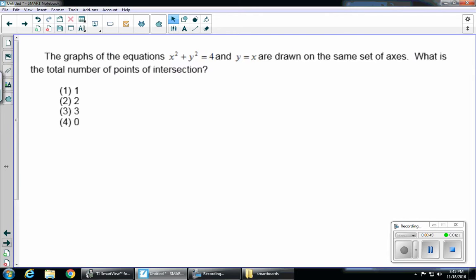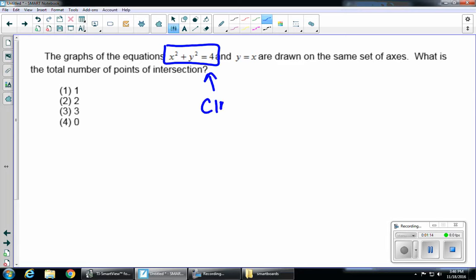So if we take a look at a question that's multiple choice, it says the graphs of the equations x squared plus y squared equals 4 and y equals x are drawn on the same set of axes. What is the total number of points of intersection? They don't want to know the actual points, they just want to know how many of them there are. So x squared plus y squared equals 4 is the equation of our circle. So for this question, we're just going to sketch a quick picture.